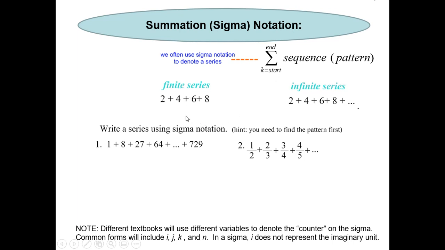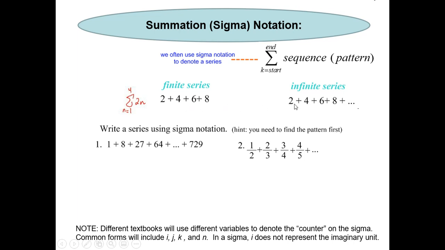A finite series is going to be of the type 2 plus 4 plus 6 plus 8, and we're done. We could write that as the sum from n equals 1 to 4 of 2n. That's going to look like 2 times 1 is 2, 2 times 2 is 4, 2 times 3 is 6, 2 times 4 is 8, and then we stop there because 4 is our highest index, and that's the end of that.